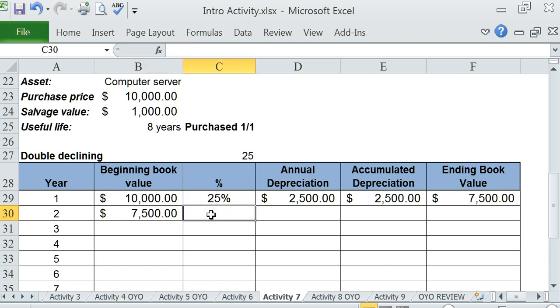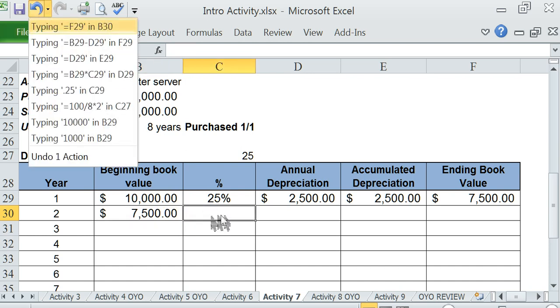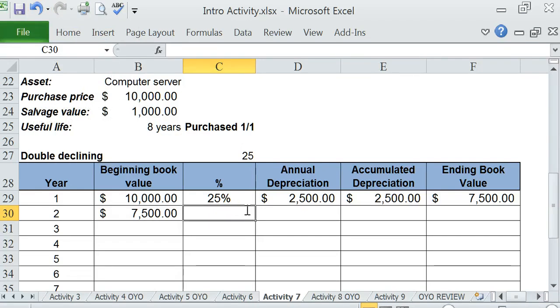For the second year, we're going to still keep the same 25%, 0.25. And now we take $7,500 times 25%, and we get $1,875. Now you should be doing this on your screen. Make sure you get the same answers to ensure that you're using the same calculations.